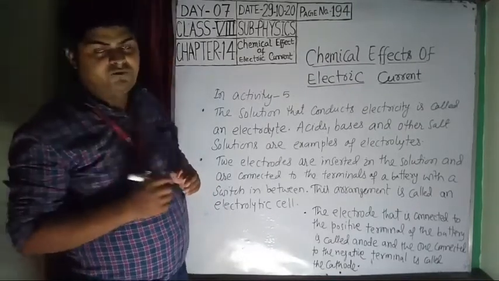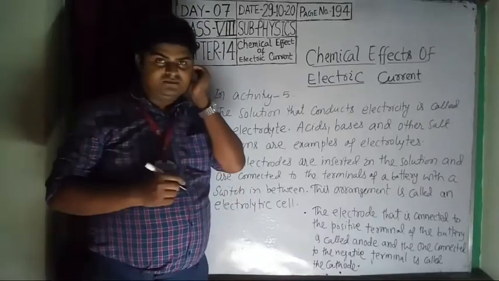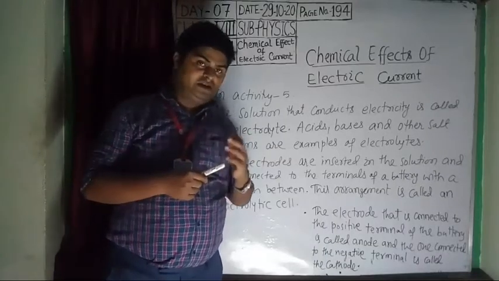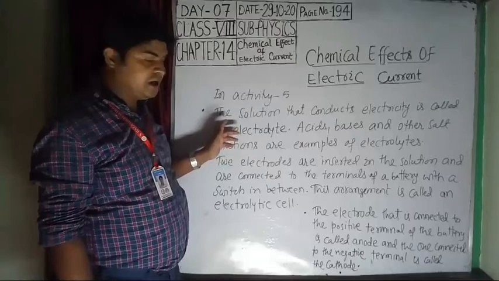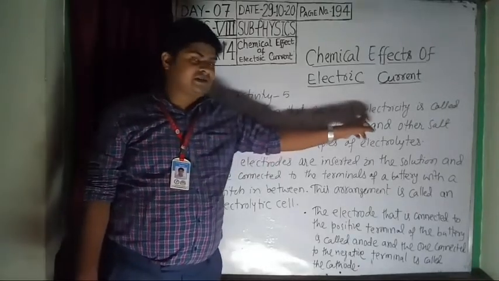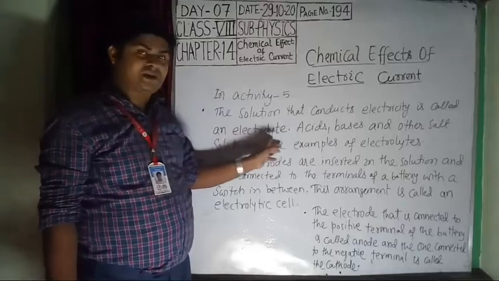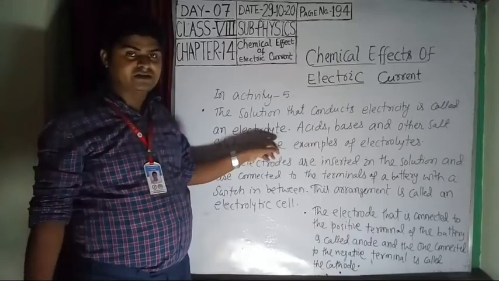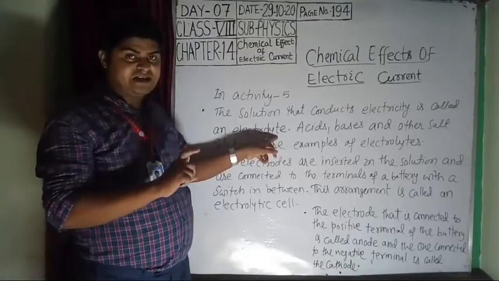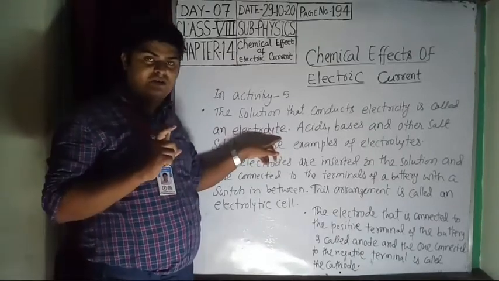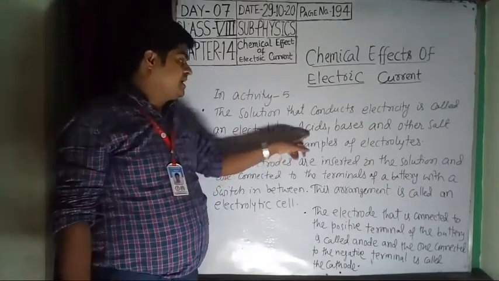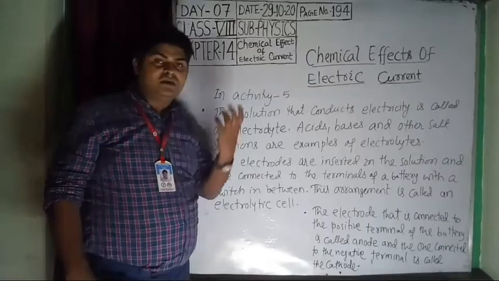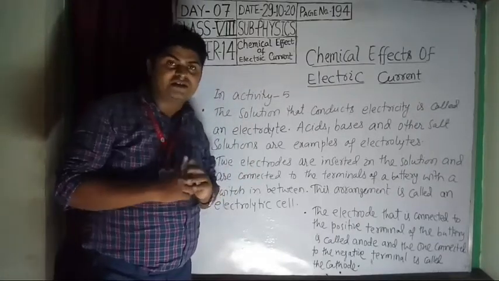Students, from activity 5 we conclude the definitions of some chemical terms. Let us see the definitions here. First point, the solution that conducts electricity is called an electrolyte. That means the solution we use to show the chemical effect of electric current is called an electrolyte. The solution of water, salt and HCl is called an electrolyte. Acids, bases and other salt solutions are examples of electrolytes.